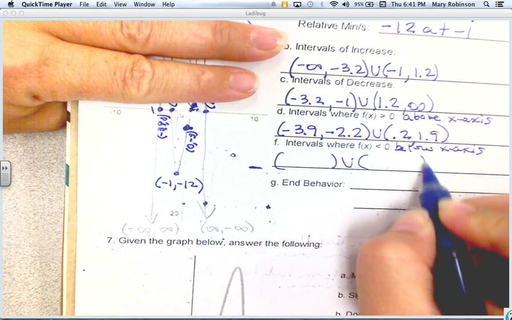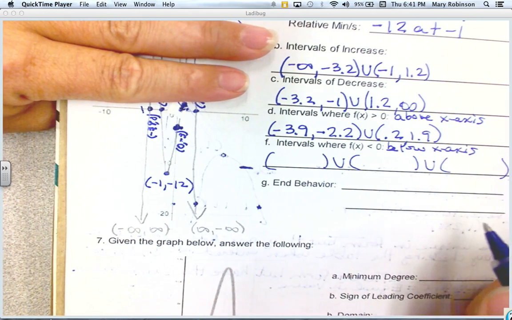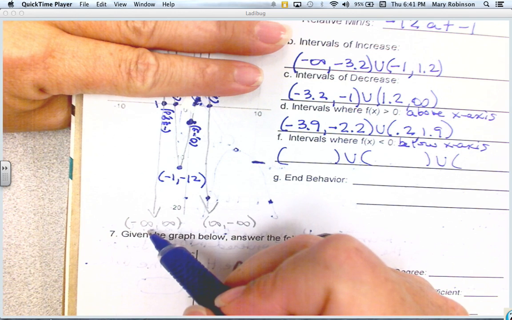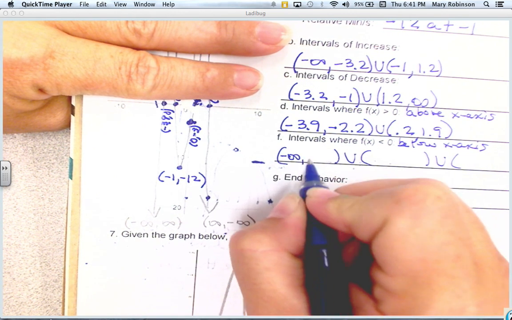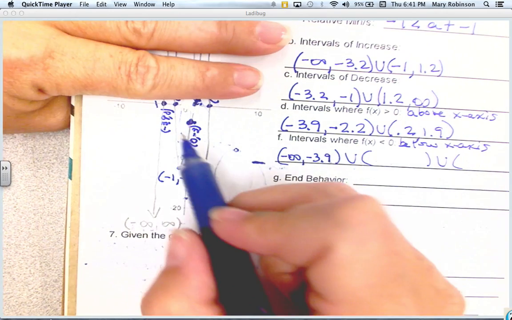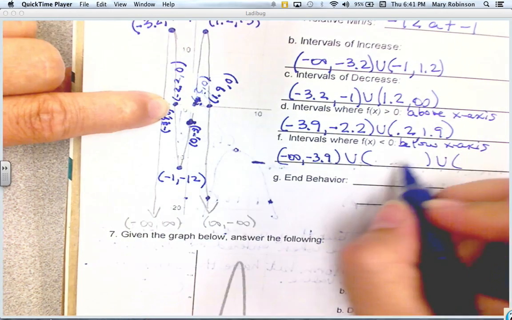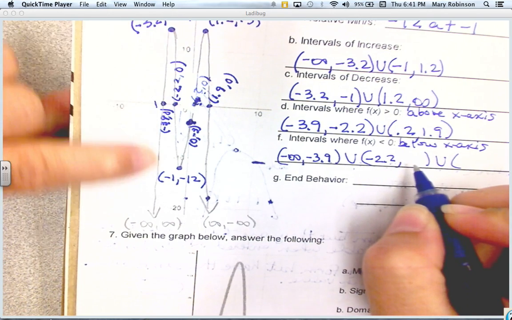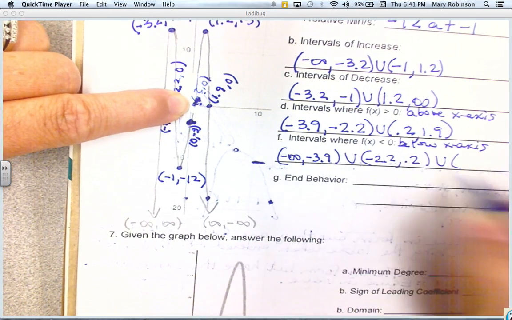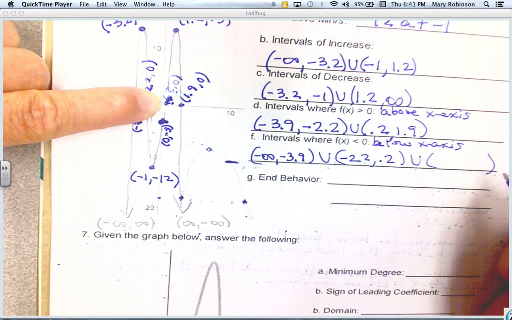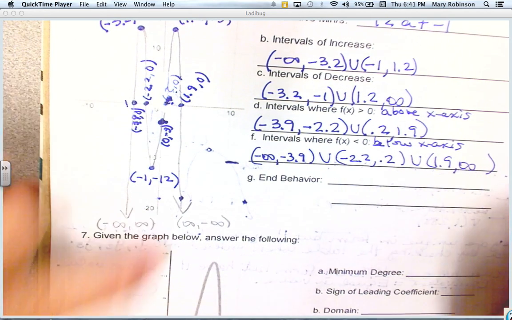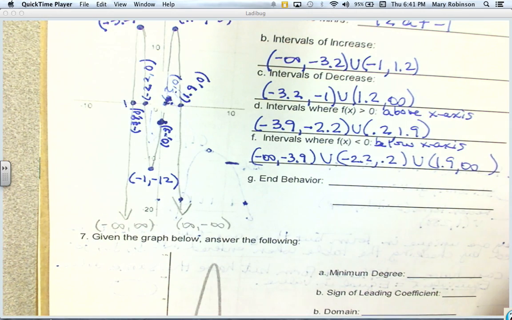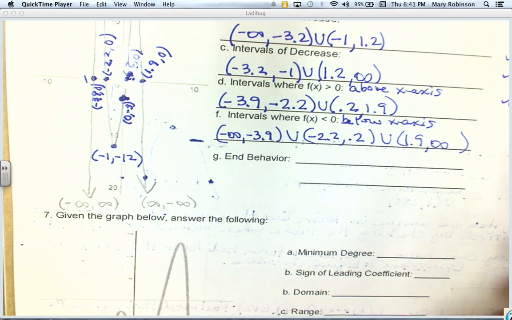3 intervals to write. First, from left to right, from negative infinity to this 0 at negative 3.9. Then from this 0, negative 2.2 to 0.2. Then from 1.9 to infinity, using your x's. If you want to circle your x's like I did when I taught it, that might be a good idea.